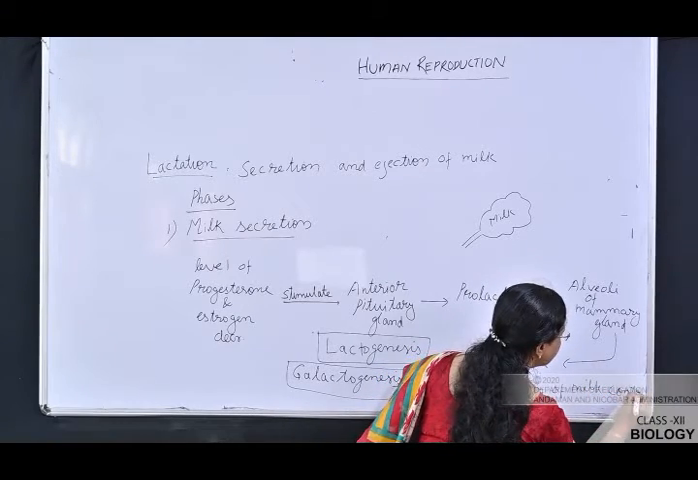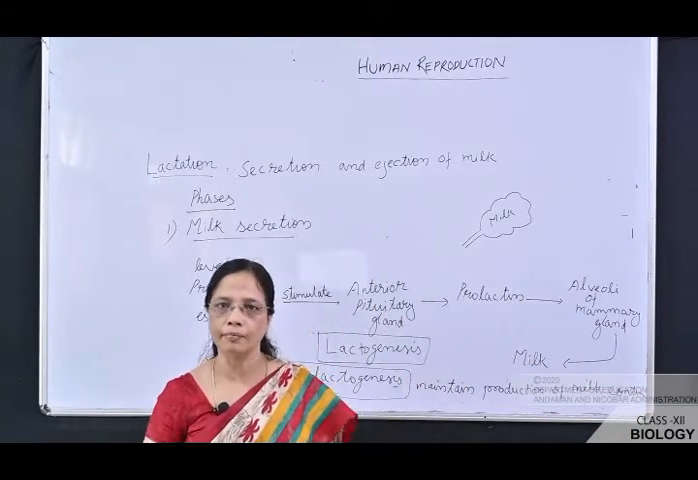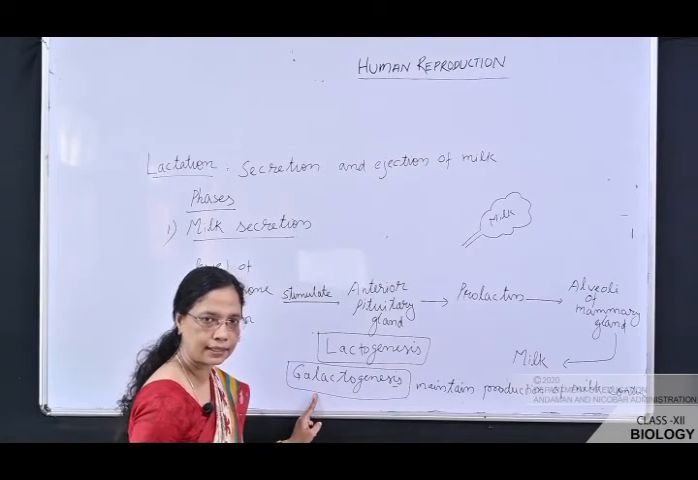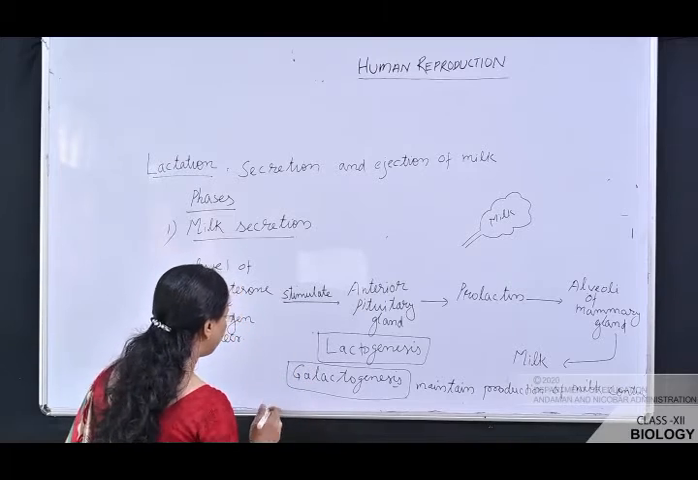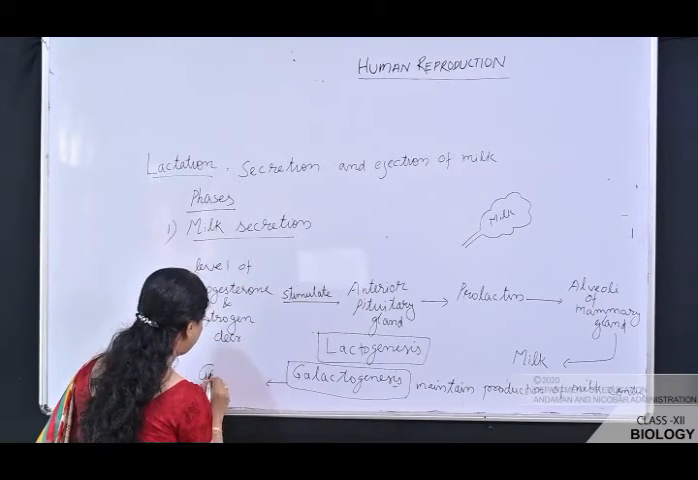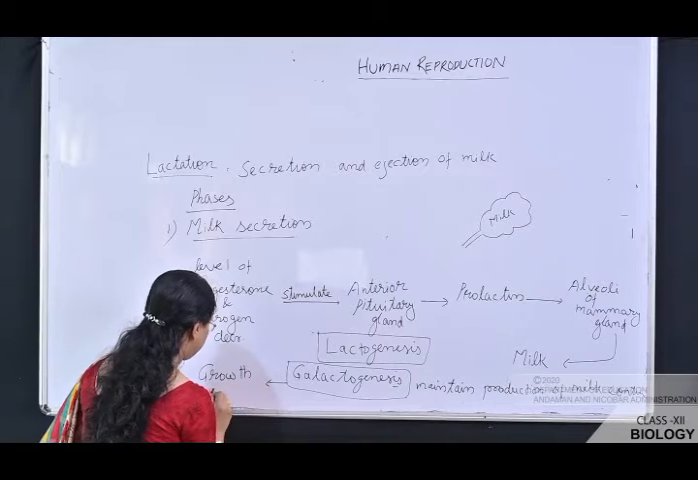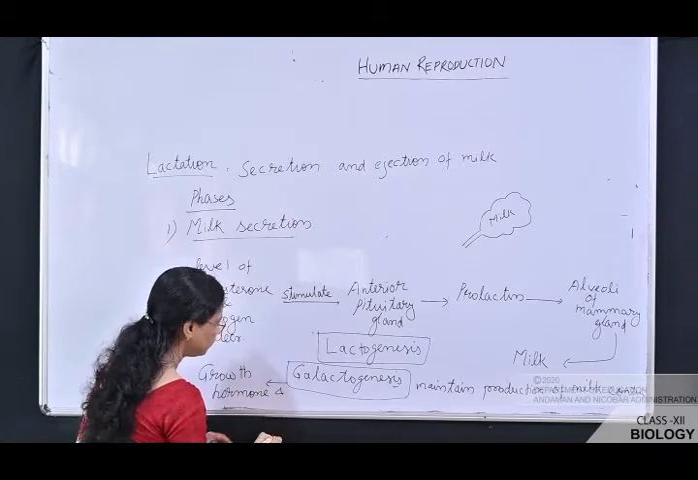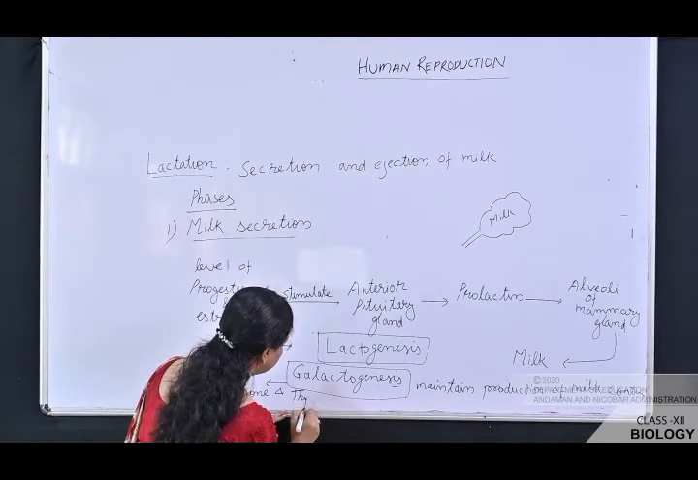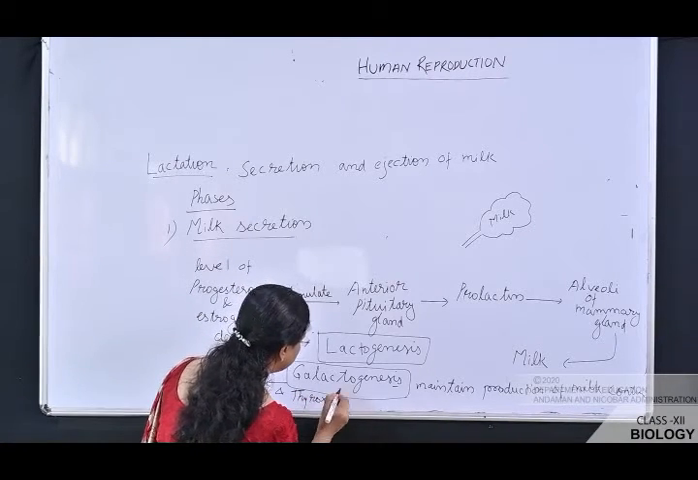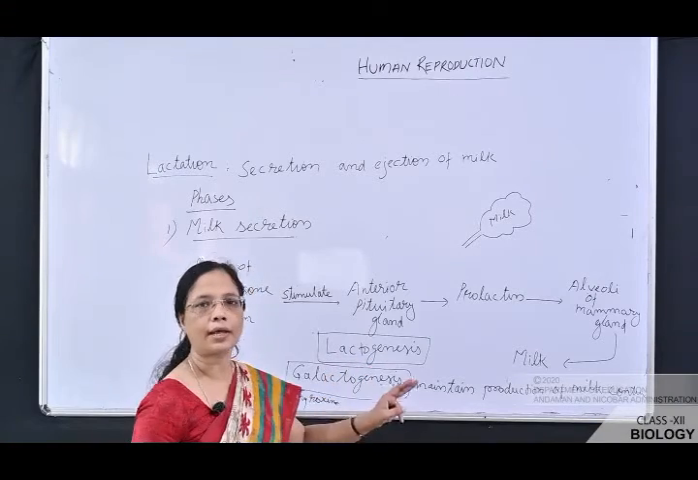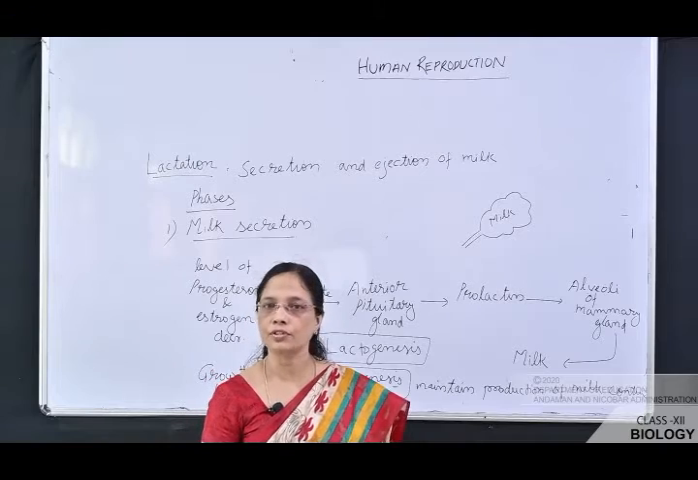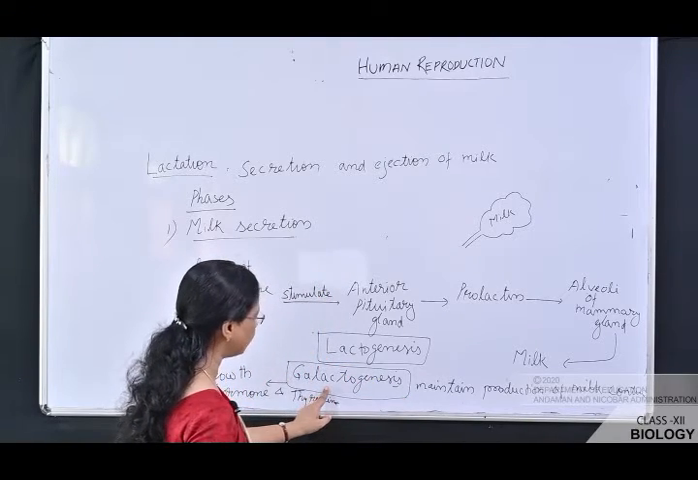There is a continuous production and flow of milk. That process is known as galactogenesis. It is controlled by the hormones growth hormone and thyroxine. So thyroxine and growth hormone are responsible for the continuous flow and maintenance of the production of milk. That is known as galactogenesis.